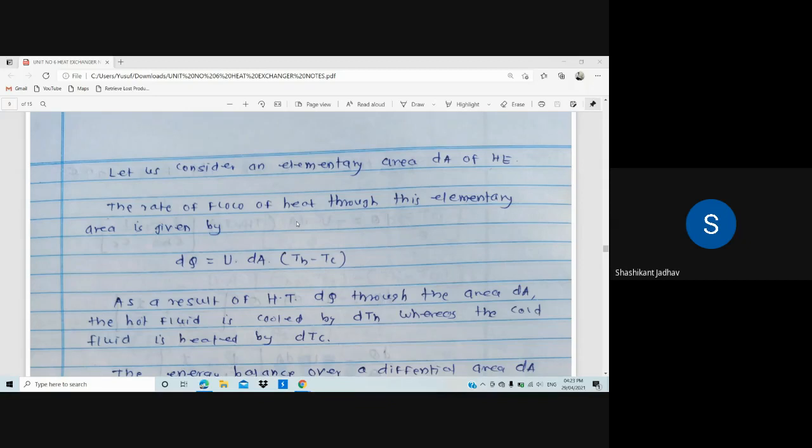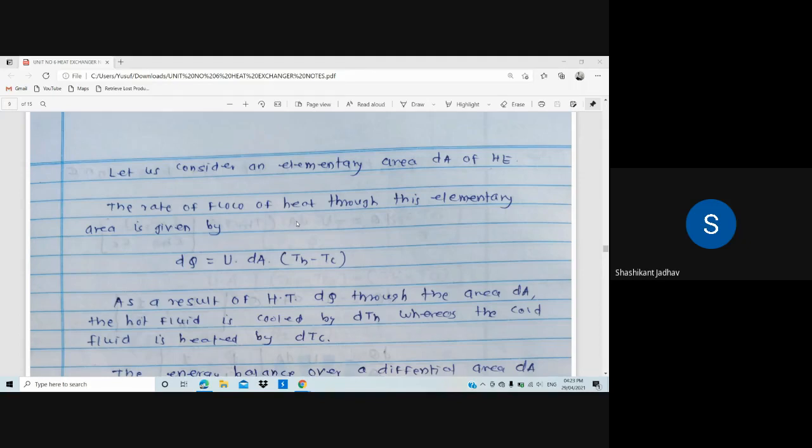Okay. So if we are considering the total heat exchanger, at that time what we have written is Q is equal to, but in this case we are considering the small elemental area. So because of that we denote it as dq, and the area as dA. So in that form we have to write down the equation for the rate of flow of heat through this elementary area. Okay, so dq is equal to, we know the standard equation, U into a temperature difference, because U is nothing but the overall heat transfer coefficient and that factor is the same.